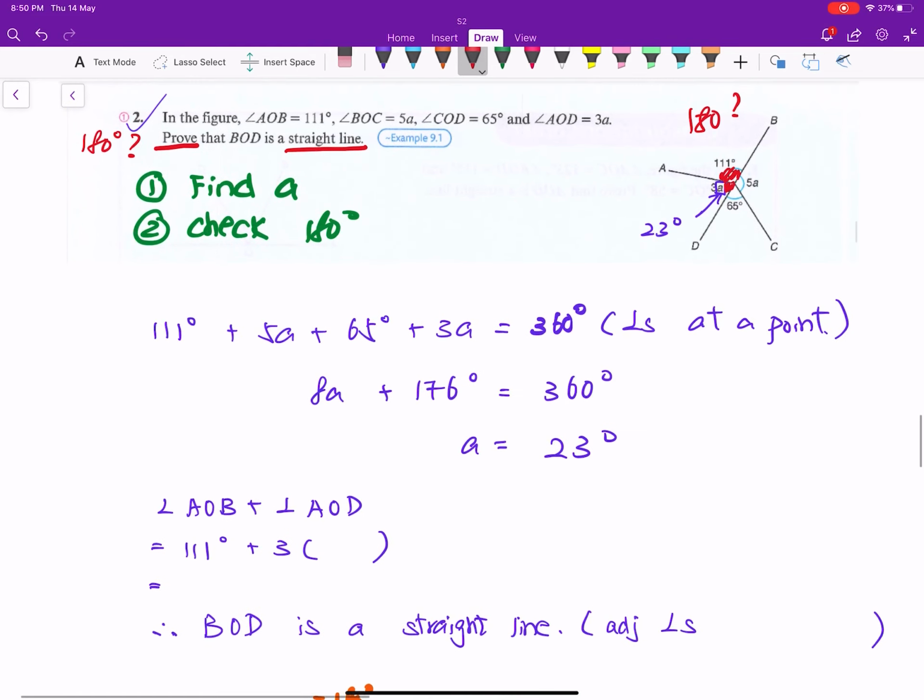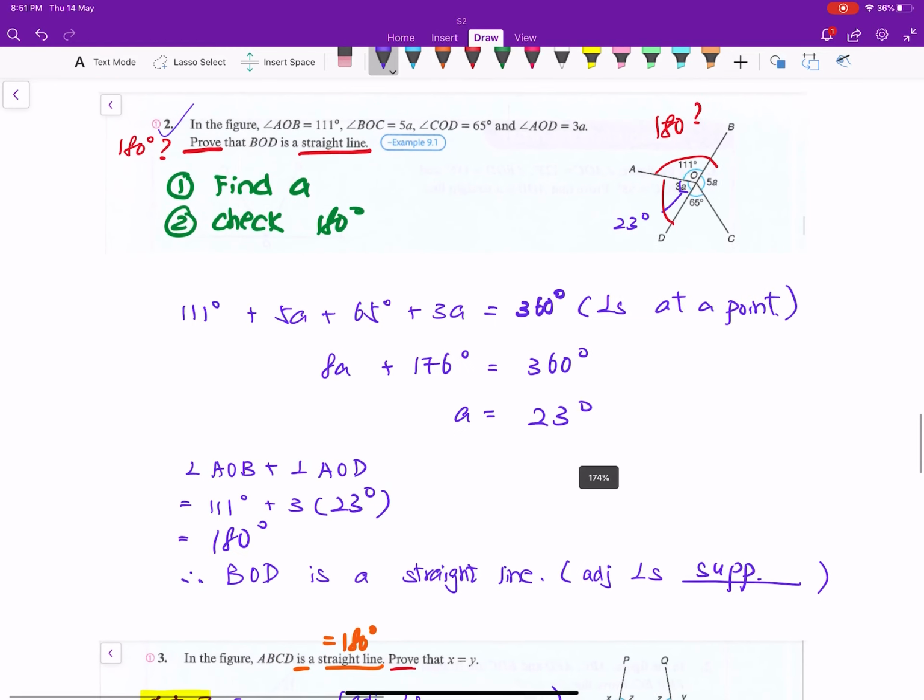Okay, so angle AOB, this one, plus angle AOD will equal 111 plus 3 times 23. So after calculation, yes, it equals 180. Okay? So we can draw the conclusion BOD is a straight line, and adjacent angles. Here, what should you fill in? SUPP. Okay, that means supplementary. Okay, so this is for question 2.